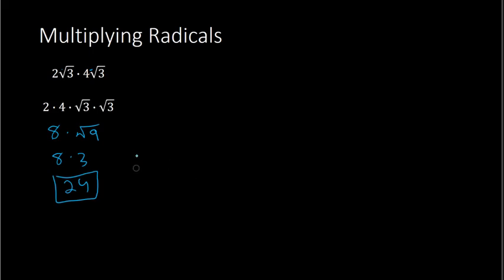Again, you don't have to physically rewrite this problem at this step, but in your head you can think the 2 times 4 gives me 8, and then the square root of 3 times the square root of 3 would give me 3, then multiply 8 times 3 to get 24.